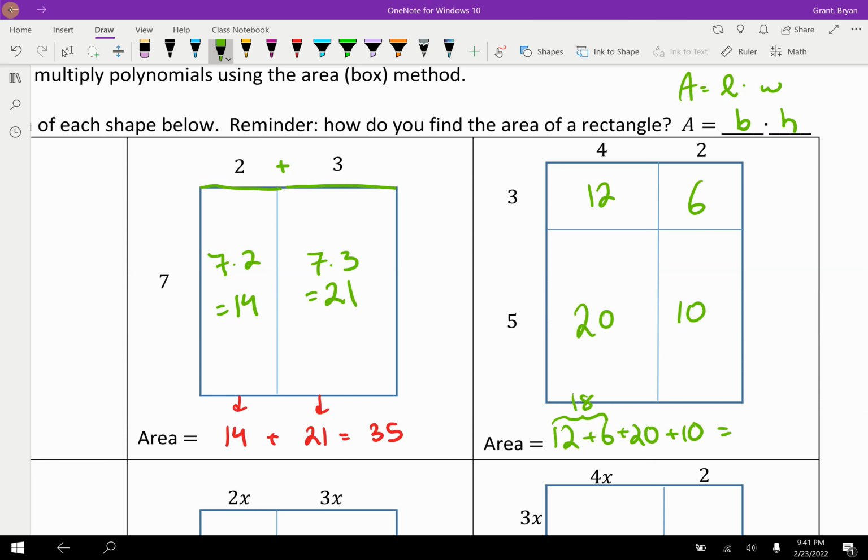12 and 6 is 18, 20 and 10 is 30. 30 plus 18 I think is 48 for the total area. A quick check, this is 8 times 6, and 6 times 8 is 48. So I know that way is a little faster.